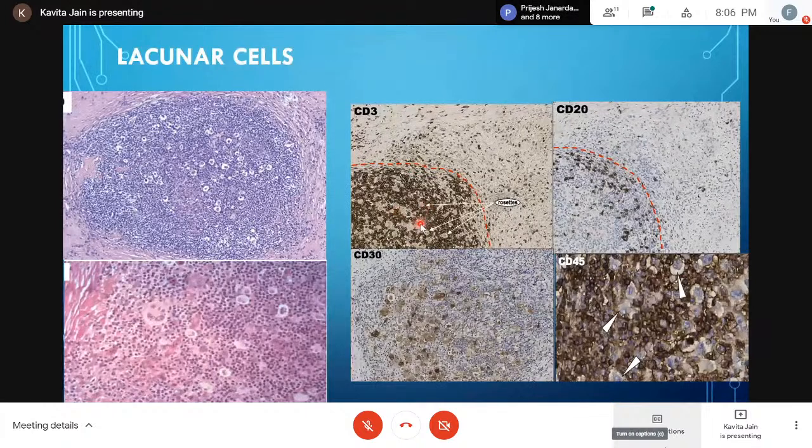CD3, as I told you earlier, the CD3 activated marker, that is CD57, is making rosettes in NLPHL, not in classical Hodgkin's. But of course, in the background of classical Hodgkin's, there are a lot of T lymphocytes, which seem to form rosettes. So these are CD3 rosettes around the lacunar cells, and CD20 cells are sparse in the background.